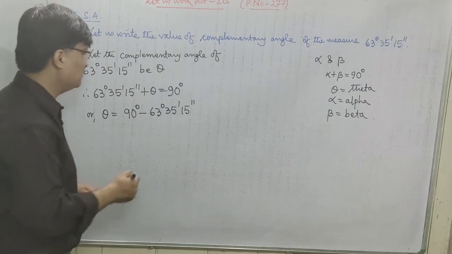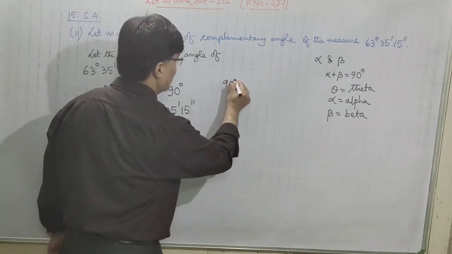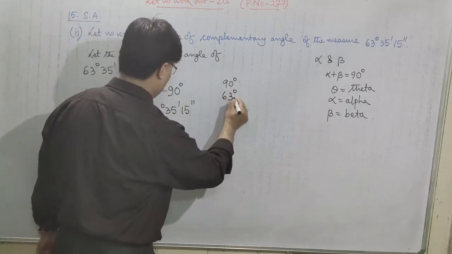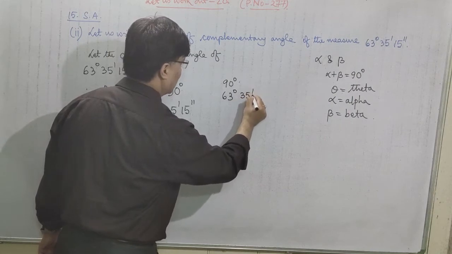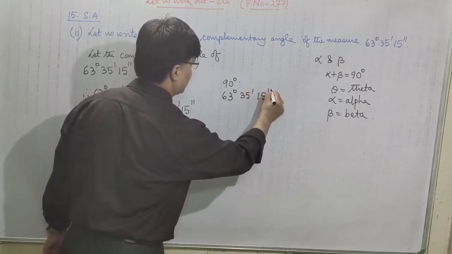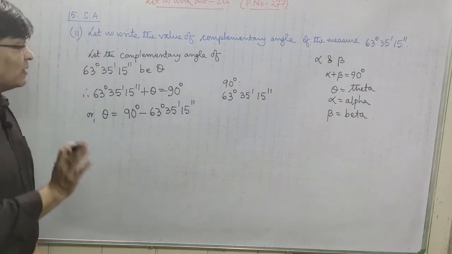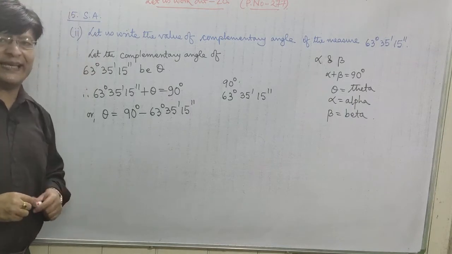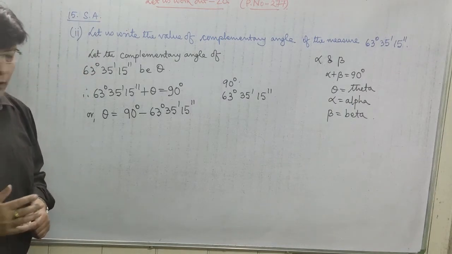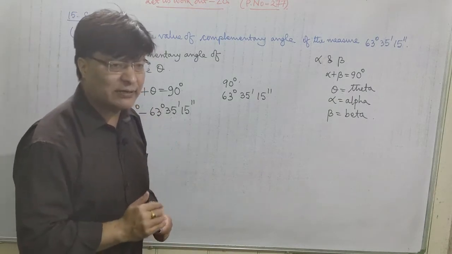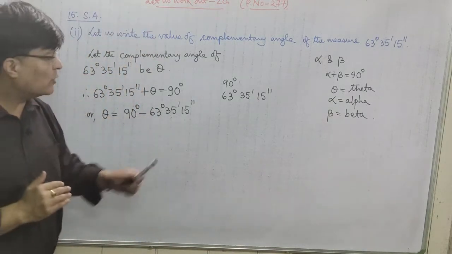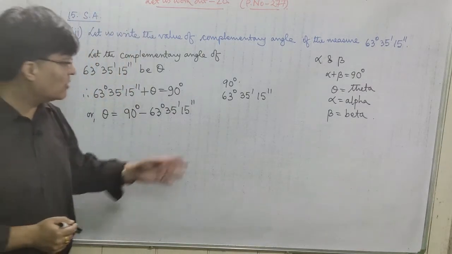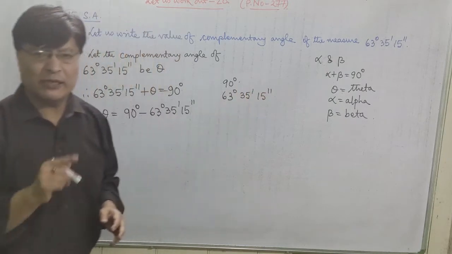Let us find it. Okay? So 90 degrees minus, you have to subtract 63 degrees 35 minutes 15 seconds. Is that clear? So you cannot subtract 63 degrees 35 minutes 15 seconds directly from 90 degrees. So you have to convert this 90 degrees into degrees, minutes and seconds. How will you convert it? Because this angle is given in terms of degrees, minutes and seconds.